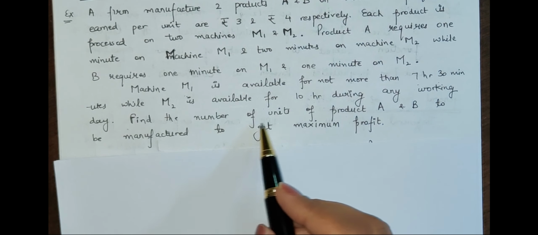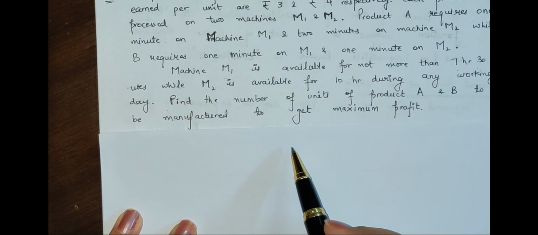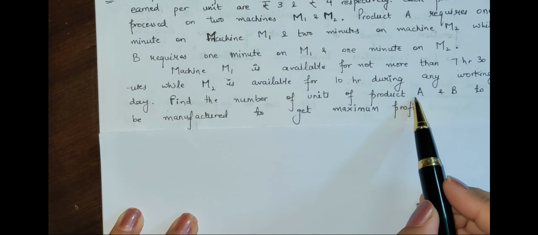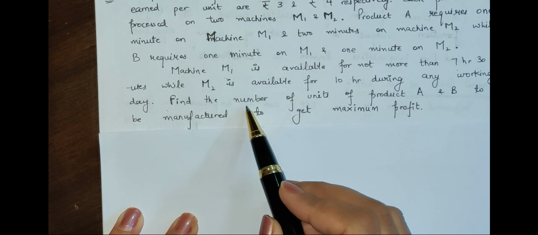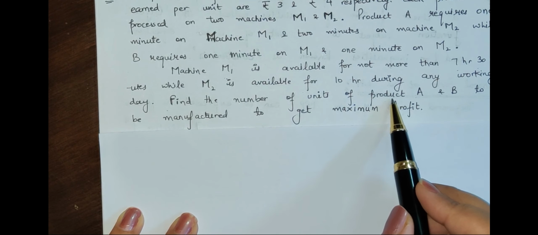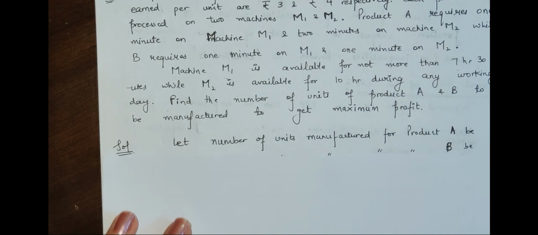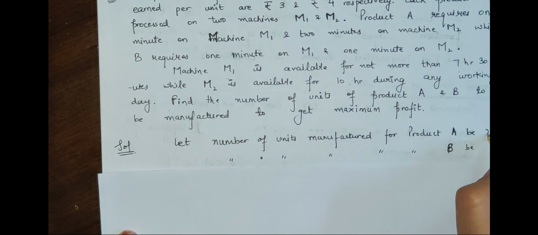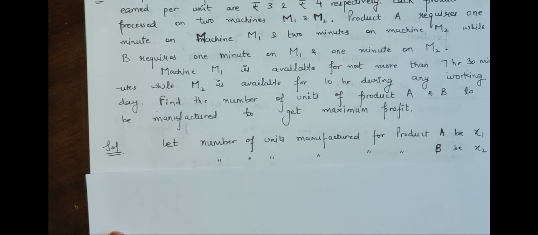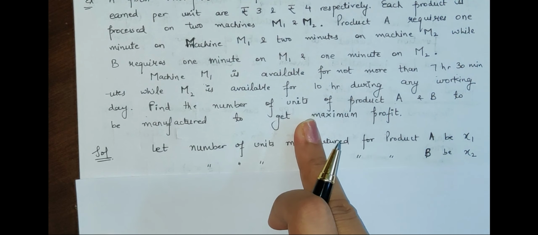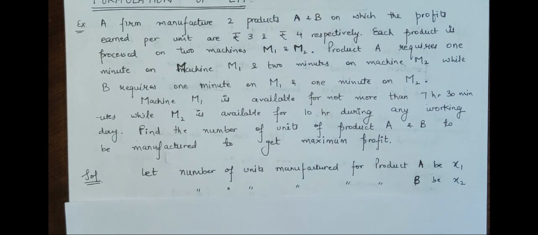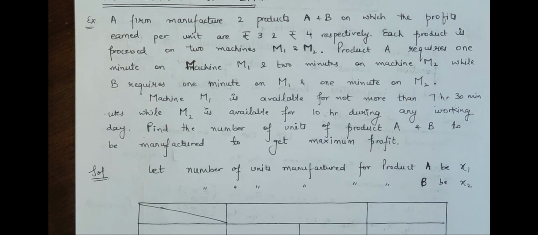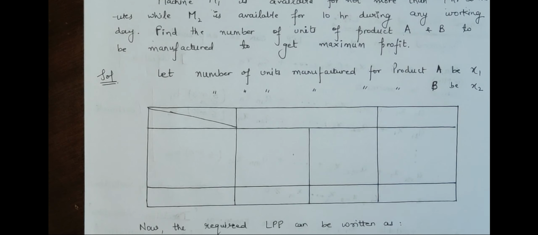First let us see what we have to find. We have to find the number of units. Let us suppose the number of units for product A be x1, and the number of units for product B be x2. So let us write the information here: the number of units manufactured for product A be x1, and the number of units produced for product B is x2. Now we try to jot down each and every piece of information provided to us in a table. For convenience I have already drawn the table, so let us see the table.